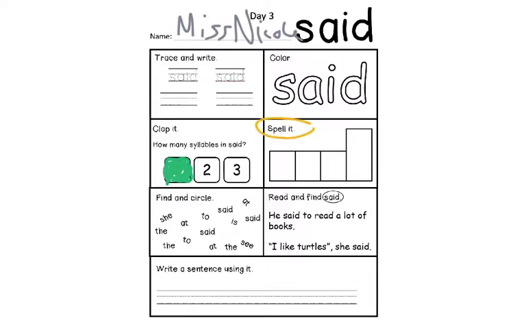Okay, next section is spell it. So again, we're going to write 1 letter in each box and say the letter. So S, A, I, D. And then read the whole word. Said.